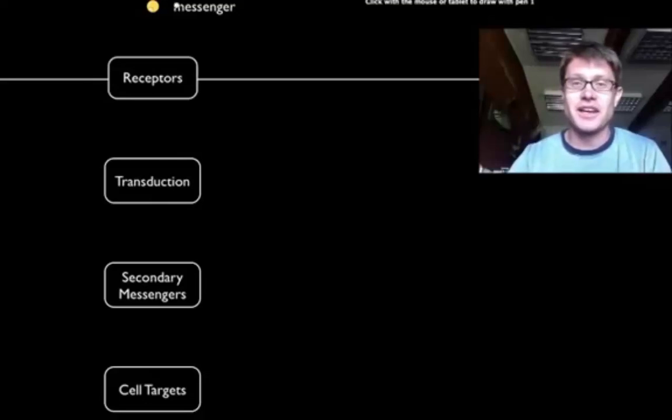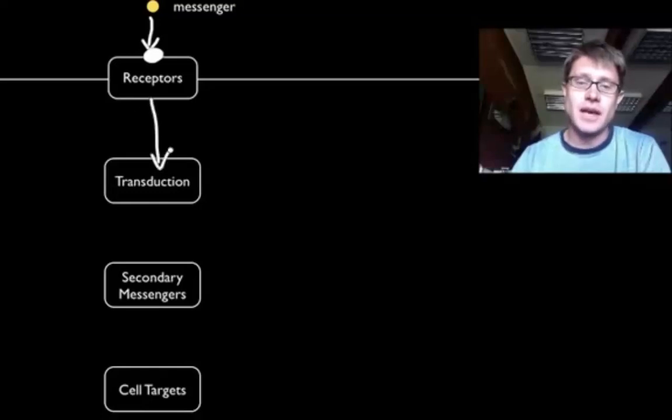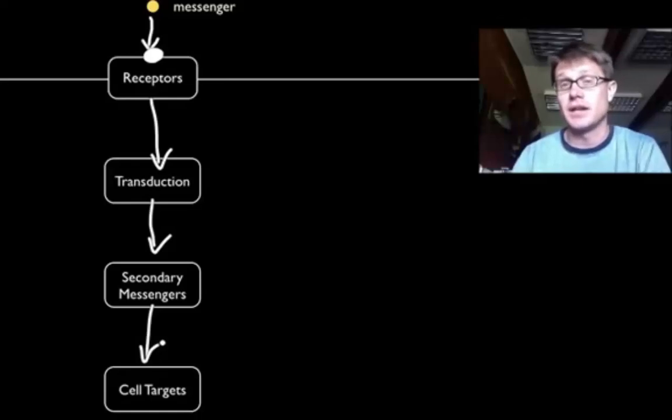So let's start with signal transduction pathways. Again, if you don't know what that is, make sure you watch the video on that. Essentially what happens is a messenger will dock, a ligand will dock with a receptor. It transduces that message, it sends it to a number of secondary messages, and then it targets parts of the cell. So it has an action within the cell. It's a great way to send a message into the cell and also amplify that message.